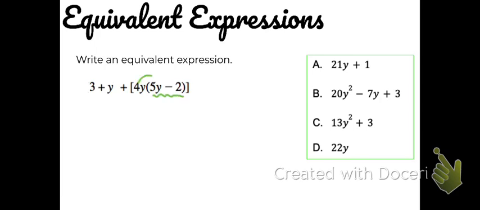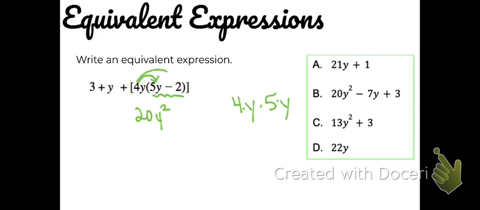So we need to distribute that. When I distribute 4y times 5y, that is saying 4 times y times 5 times y. If I multiply the 4 times the 5, I get 20. And what's y times y? It's not y, it's y to the second power.